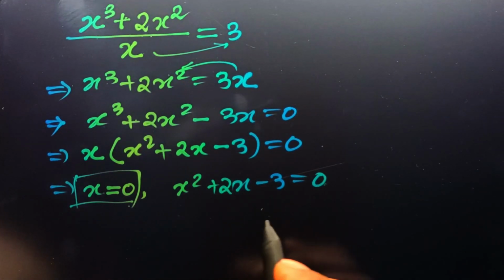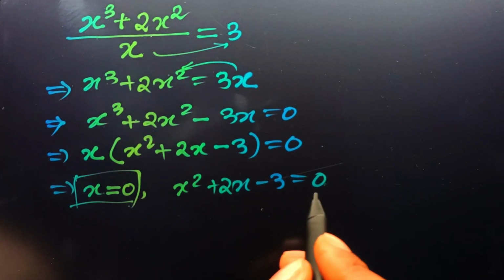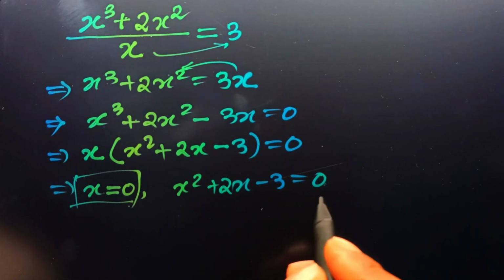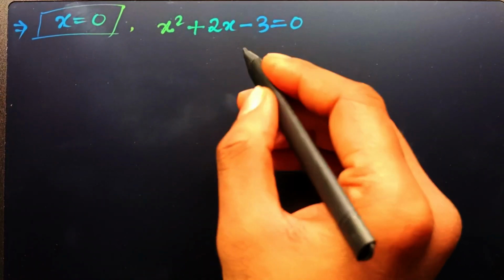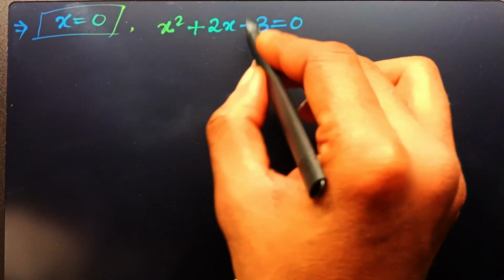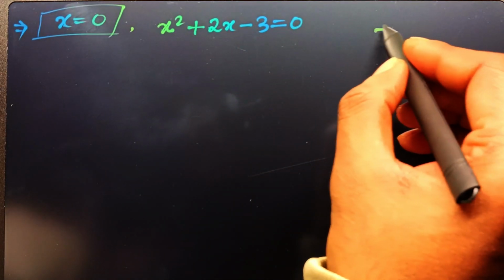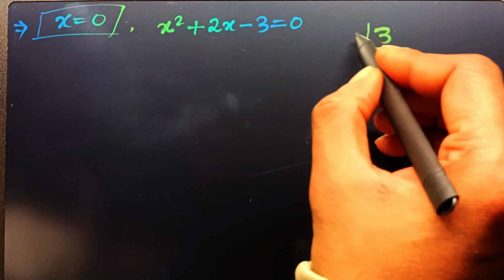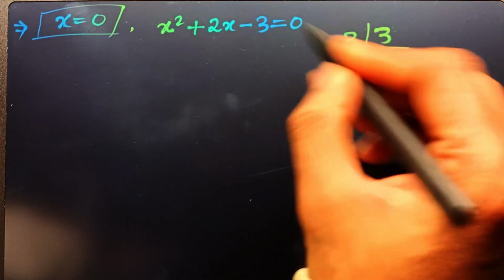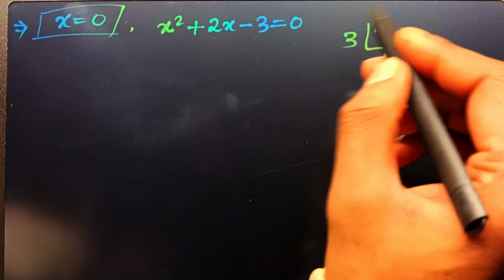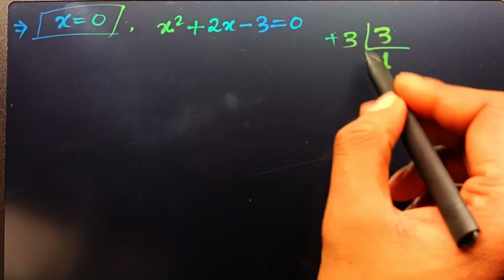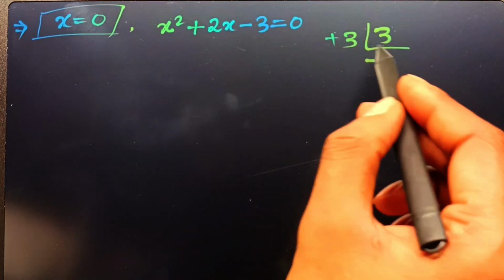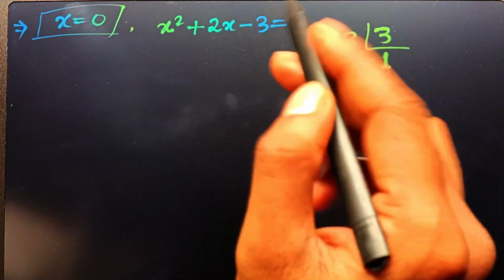Now, you could use the quadratic formula if you really wanted to, but this one factorizes so nicely that we can just use the factorization method. We are looking for two numbers that multiply together to give us negative 3, and when we add them up, they give us positive 2. If you think about it for a second, those numbers have to be positive 3 and negative 1, because 3 times negative 1 is negative 3, and 3 minus 1 is positive 2.